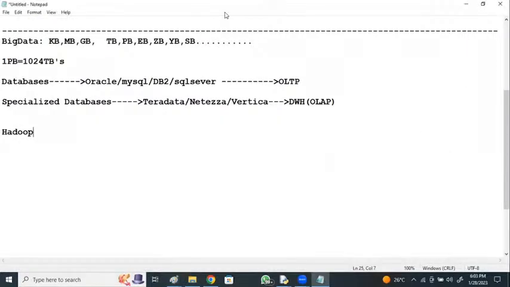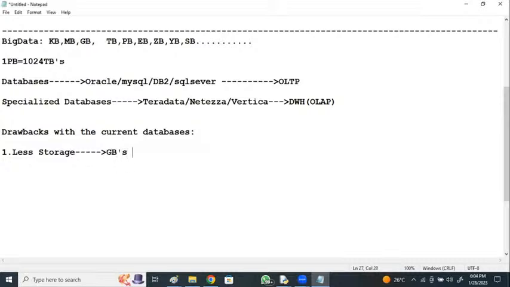Right. Now you may ask a query: why are databases like Oracle not used for storing Hadoop's data? Drawbacks with the current databases. So first thing, most of the databases have very little storage. They can handle in GBs or in TBs, right?